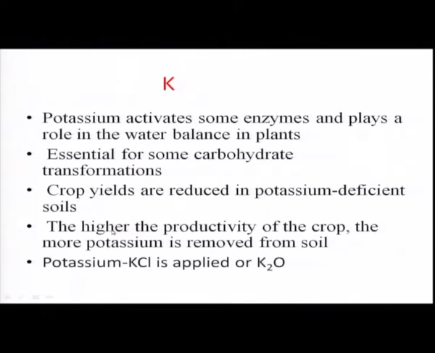And always, the higher the productivity of the crop, the more potassium is removed from the soil. Okay. So usually we ought to go for potassium things. The higher the productivity of the crop, not only rice and other things, even plant materials, the yield is good. Mostly potassium is in a reasonable concentration that is taken up, and there may be a deficiency in potassium in the soil.